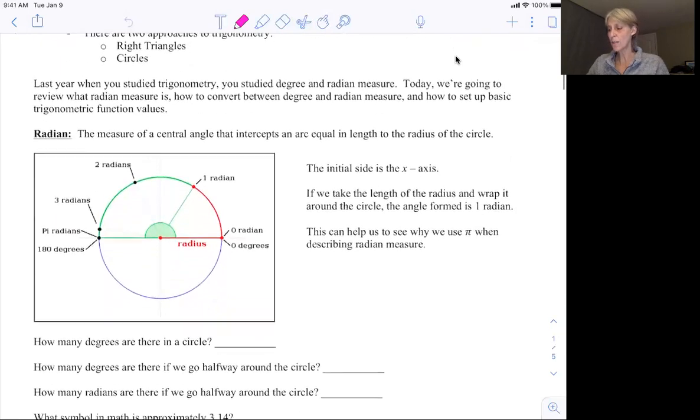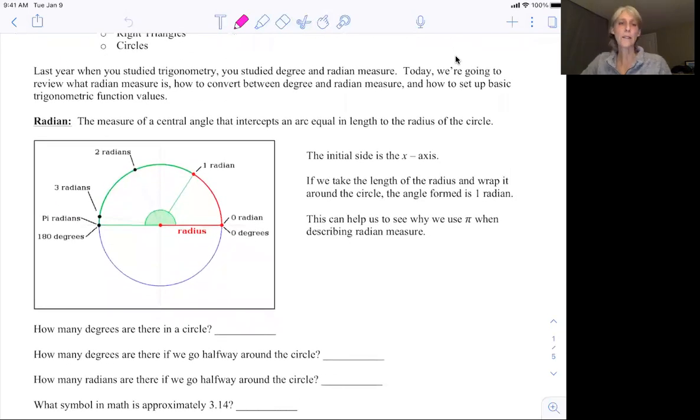So our definition of a radian is the measure of a central angle that intercepts an arc equal in length to the radius of the circle. And basically our whole premise, our whole idea of radian measure is based on this fact, and I'm just not quite sure how many people really understand this.